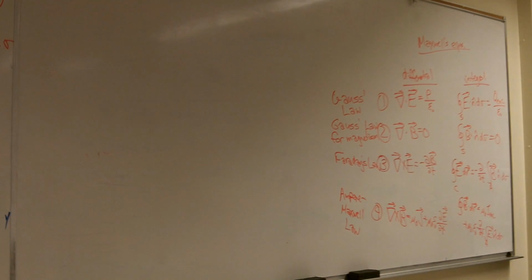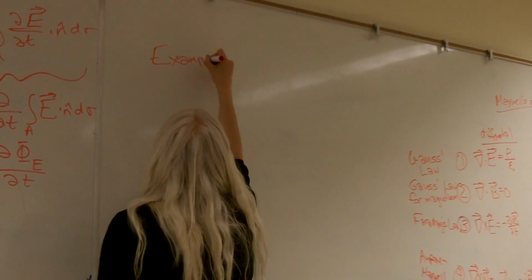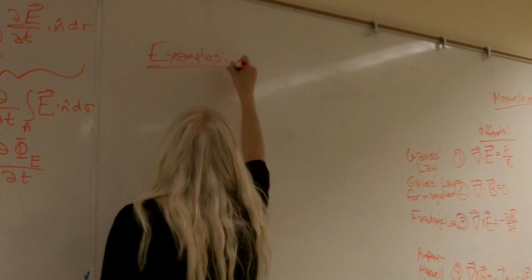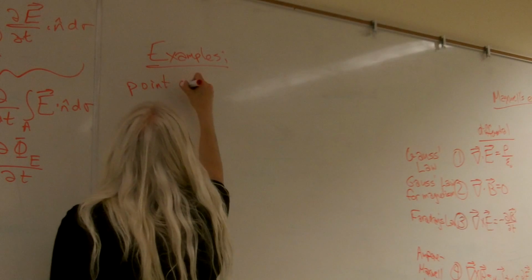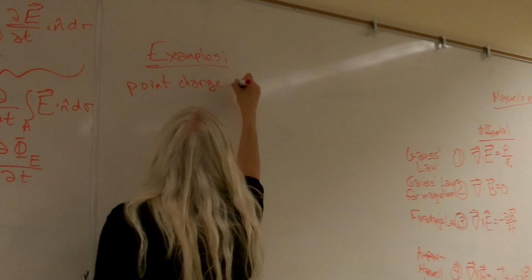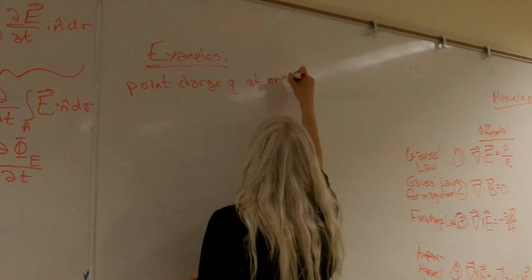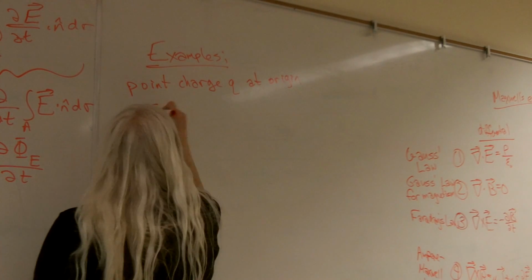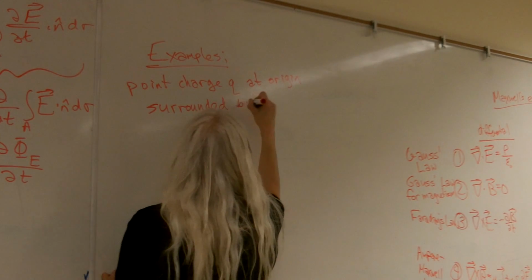Okay, so let's look at a few special cases. We've only got a few minutes left here, but I think we have time to look at a few cases that you've undoubtedly seen before, just to remind you of how we use these things. Let's say we have a point charge Q. Let's imagine the positive point charge at the origin, and it's surrounded by vacuum. There's no other material that we need to worry about.